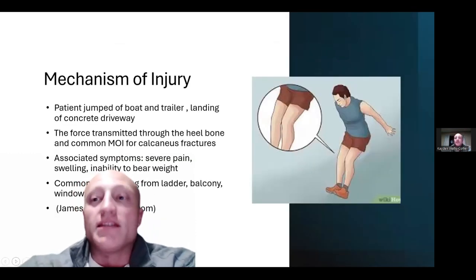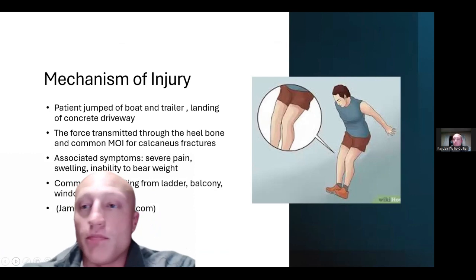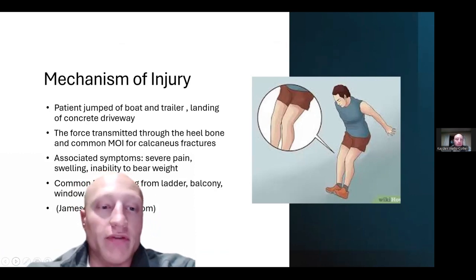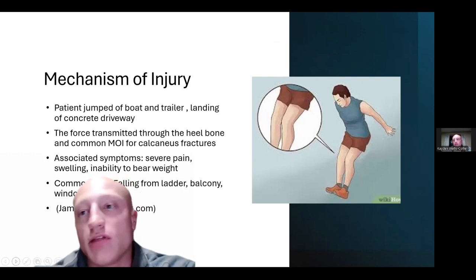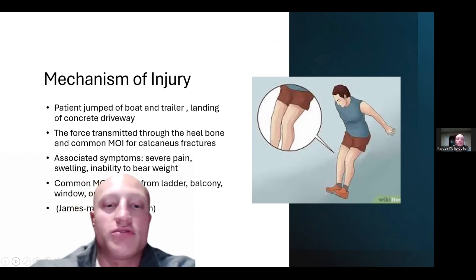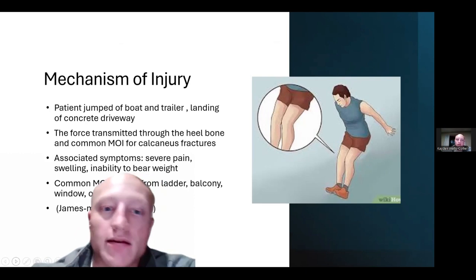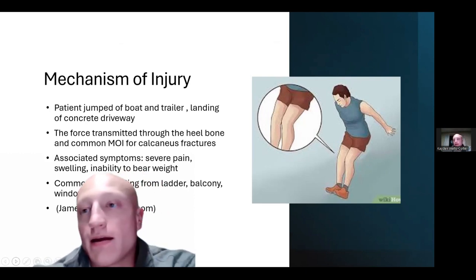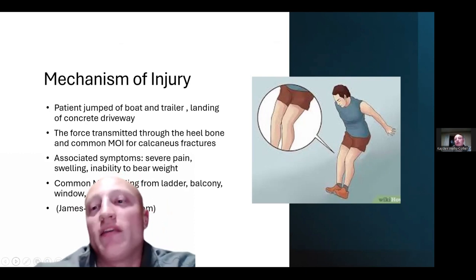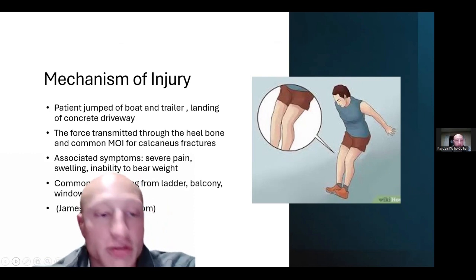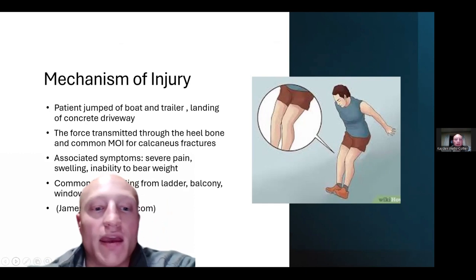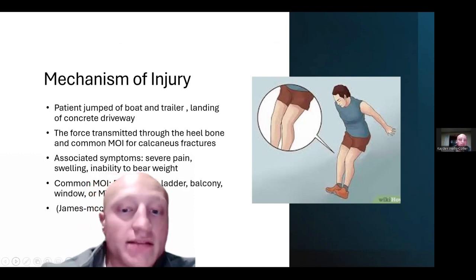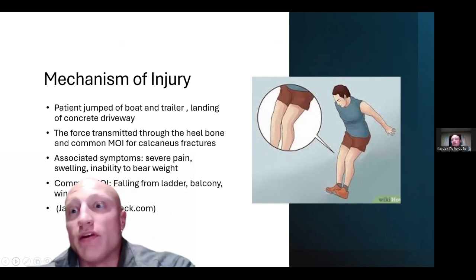So, how did this patient get injured? The patient was on top of their boat in their driveway and jumped off the boat and landed on their concrete with their legs straight. The force transmitted through their calcaneus, which is very common, according to McCormick.com. It's the most common way that people will injure or fracture their calcaneus, from falling from large heights, jumping off ladders, jumping off balconies, and also motor vehicle accidents.